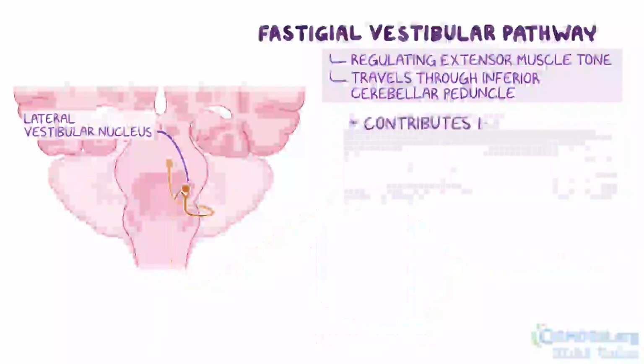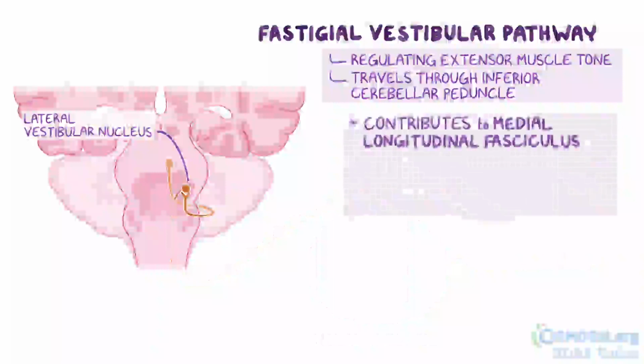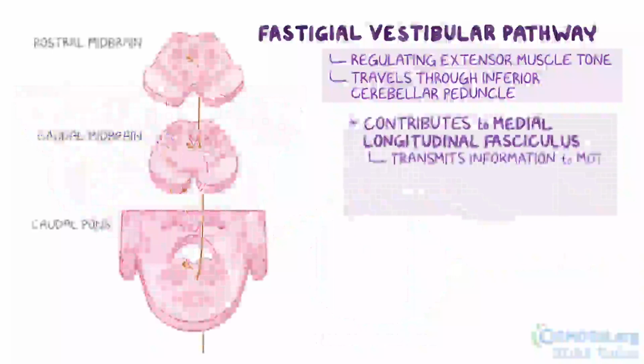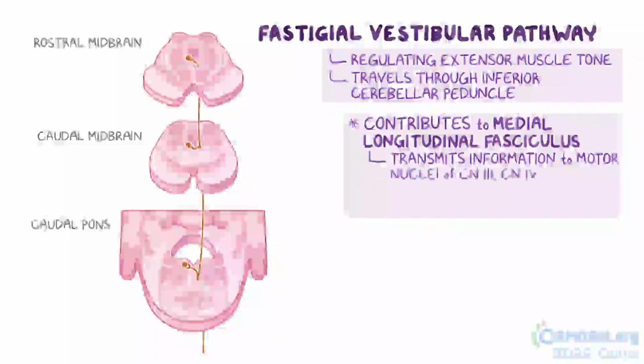Other efferent fibers will form the medial longitudinal fasciculus, which transmits information to the motor nuclei of cranial nerves 3, 4, and 6 to modify and control movements of the eye.